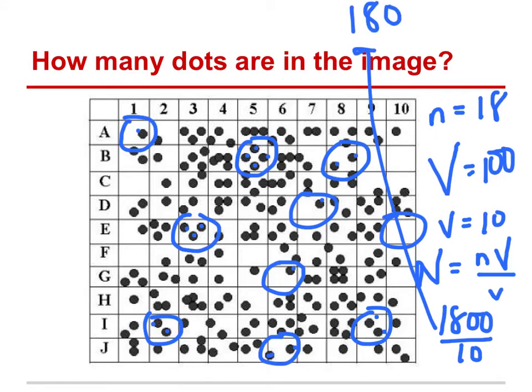So given our random sample, our estimation is that there are about 180 oak trees in this oak tree forest, for example. So we're going to take a look at a couple more examples and work out a couple more problems together.